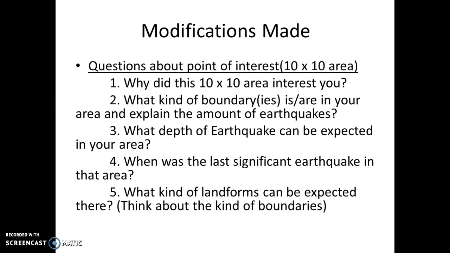Why did this 10 by 10 area interest you? What kind of boundary or boundaries is/are in your area? And explain the amount of earthquakes. What depth of earthquake can be expected in your area? When was the last significant earthquake in that area? What kind of landforms can be expected there? Think about the kind of boundaries.